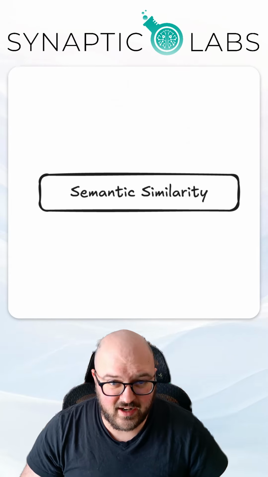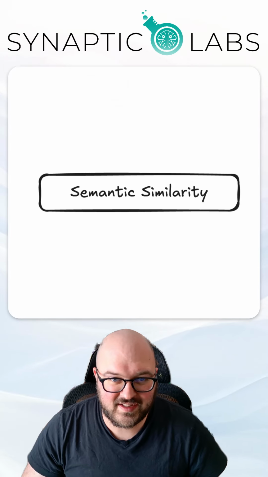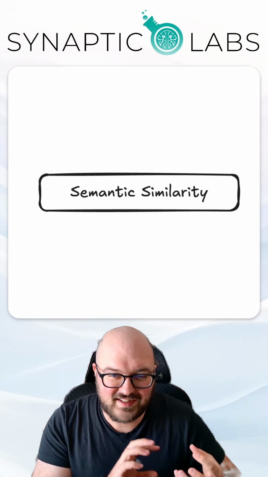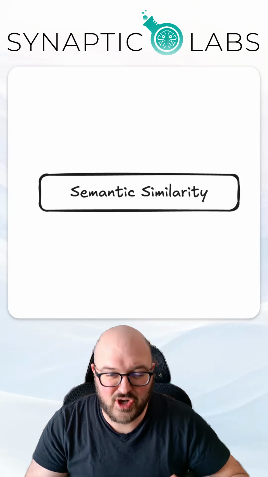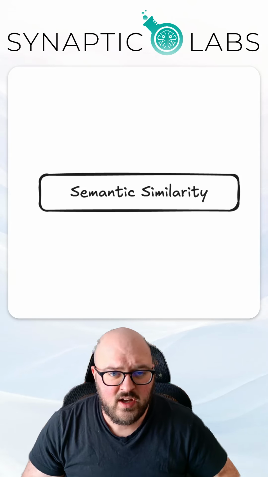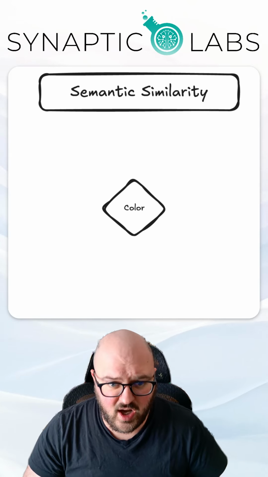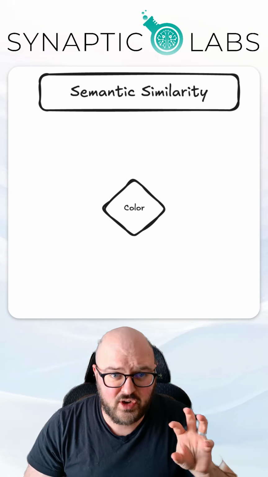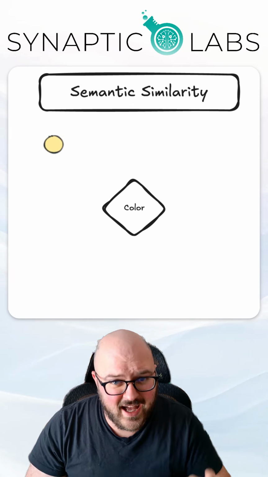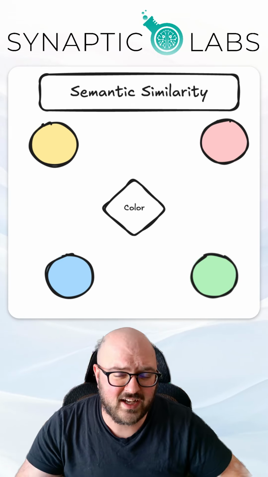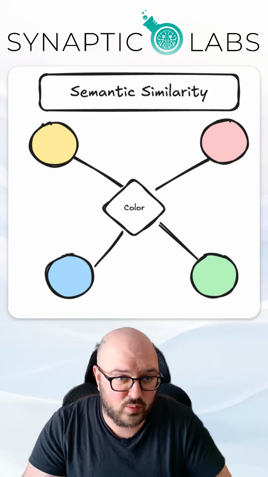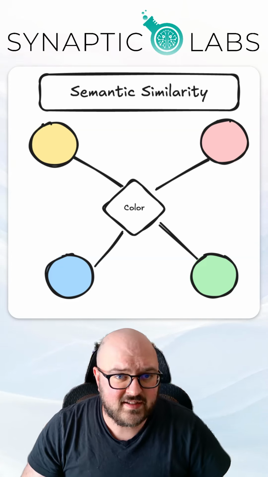Semantic similarity. This is just a fancy way of saying grouping things together that are similar or show up in similar spaces. So let's take the example of colors. Now, if we just take the word color, we can say things like yellow, blue, red, green are all going to be associated with the word color. We can even take this a step further.